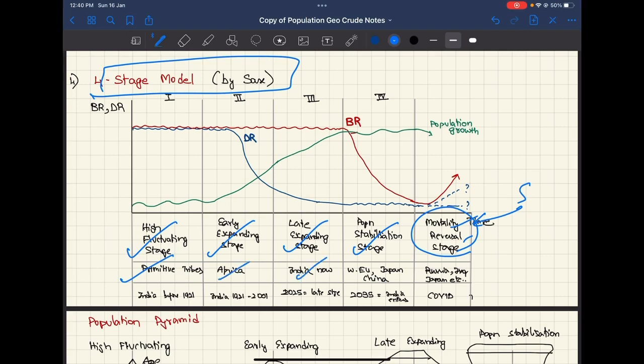The fourth stage is seen in Western Europe, Japan, China, and the last stage is seen in Russia, Iraq, Japan, etc. So in India, the first stage is seen before 1921. The second is seen from 1921 to 2001. The third is now, and the fourth will be after 2035.